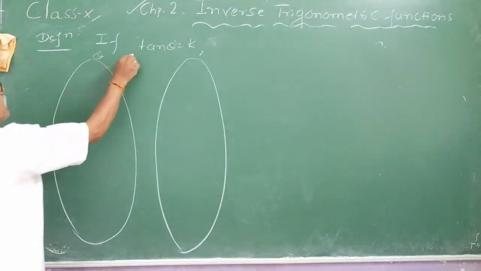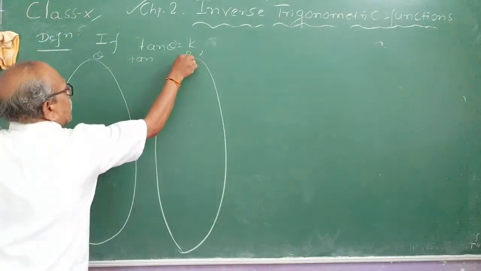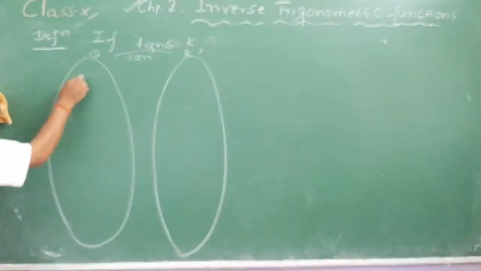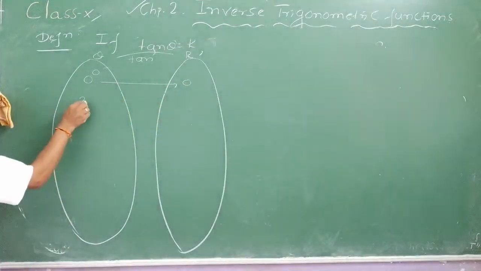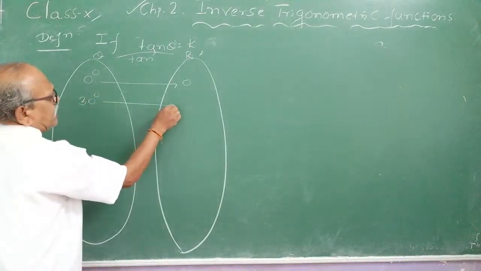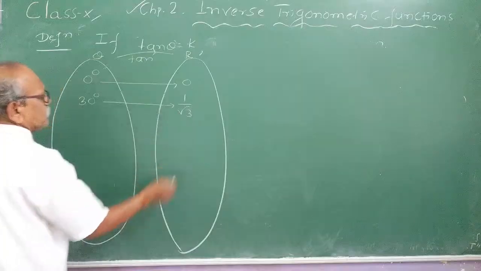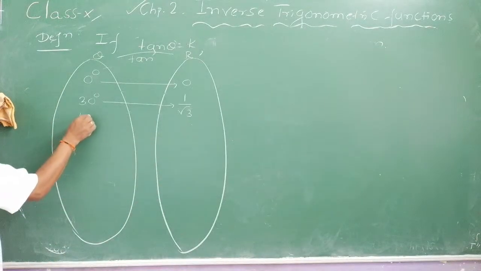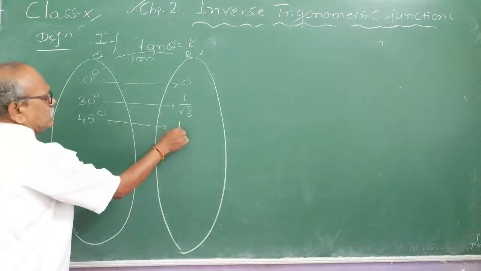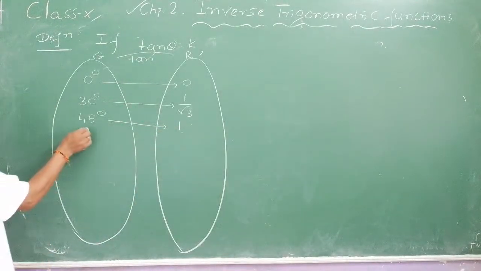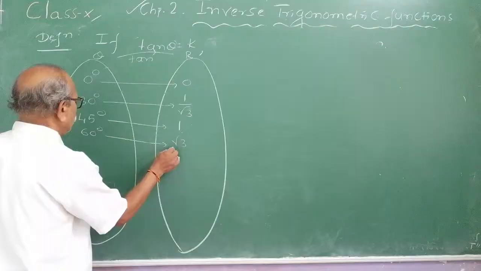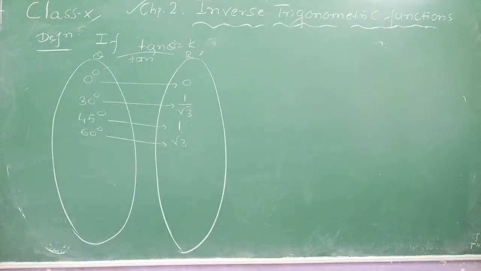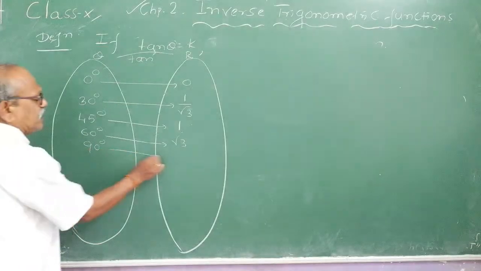This is theta, tan function. This is R, real numbers. You know the value of tan 0 degree. Recall standard angles. Tan 0 degree is 0. Tan 30 degree. Tell me the value of tan 30 degree. 1 by root 3. Tan 45 degree is equal to what? 1. Now we'll take tan 60 degree. Tan 60 degree is root 3. Then you have tan 90 degree. Tan 90 degree is undefined.